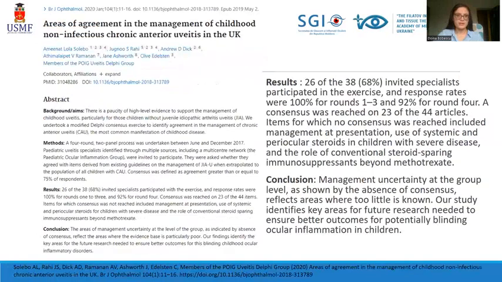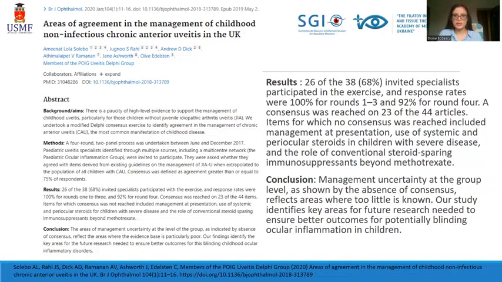Another study is about areas of agreement in the management of non-infectious chronic anterior uveitis in the UK. 26 of 38 uveitis specialists participated in the exercise, and response rates were 100% for rounds 1 to 3 and 92% for round 4. A consensus was reached on 23 of the 44 items. Items for which no consensus was reached included management at presentation, use of systemic and periocular steroids in children with severe disease, and the role of conventional steroid-sparing immunosuppressants beyond methotrexate.